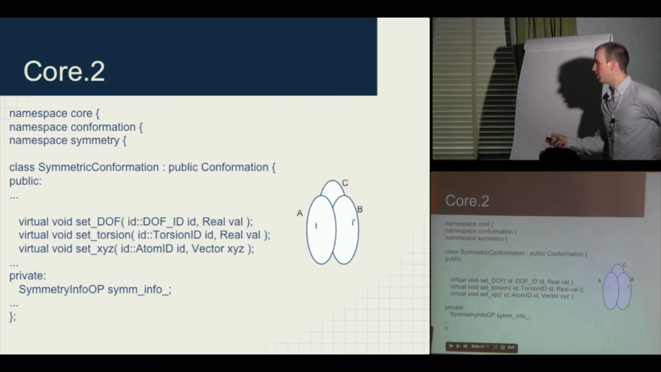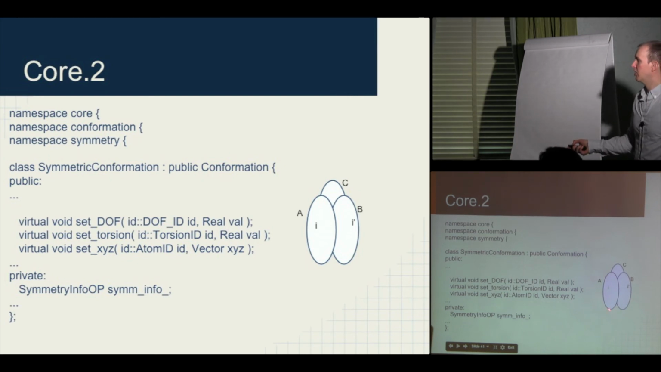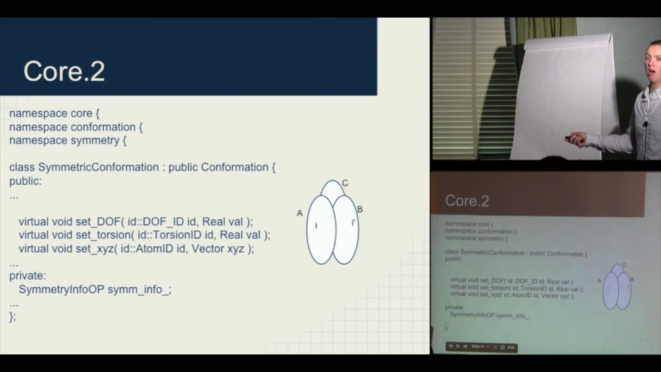And what happens is, say you're working with a trimer. You've got your A subunit, your B subunit, and your C subunit. Let's say you're looking at residue I on the A subunit, and its symmetric clone I prime is on the B subunit. If you give a torsion ID for one of the chi angles on residue I and set that torsion to something, then the symmetric conformation sets it for this residue, but it also sets it for I prime.